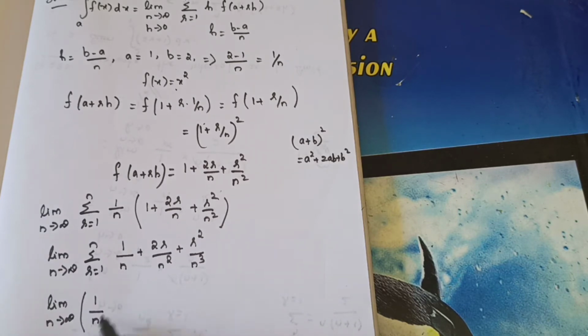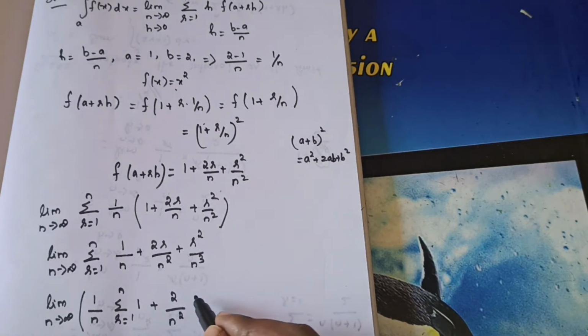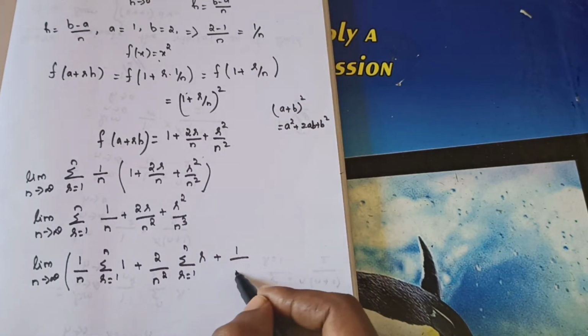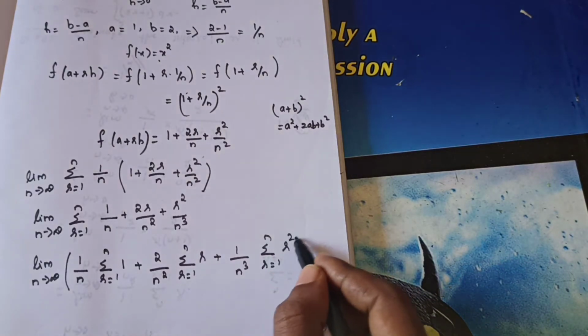1 by n is outside. So the balance is summation r equal to 1 to n, 1 will be there. Then here what's the constant? 2 by n square is the common constant. So summation r equal to 1 to n, r alone will be there. Next, what is the constant? 1 by n cube is the constant. So summation r equal to 1 to n, r square must be there.